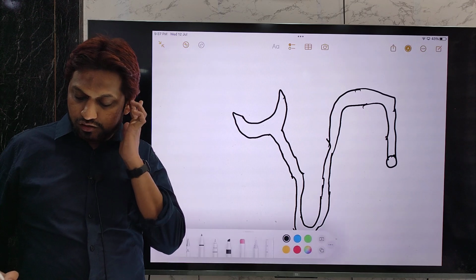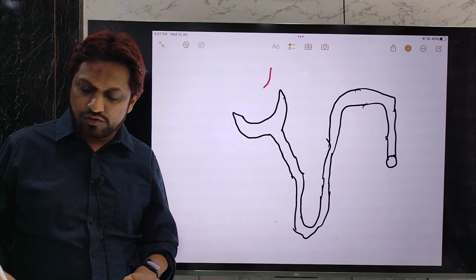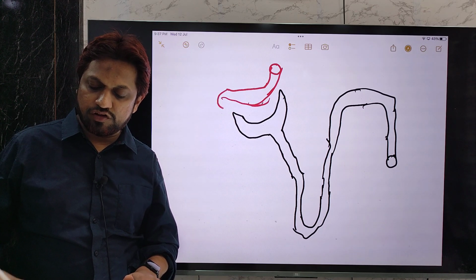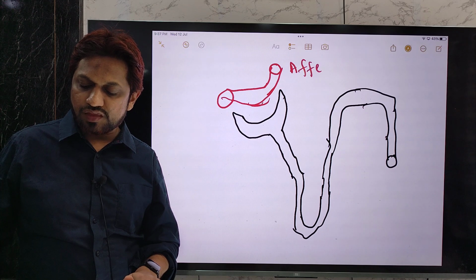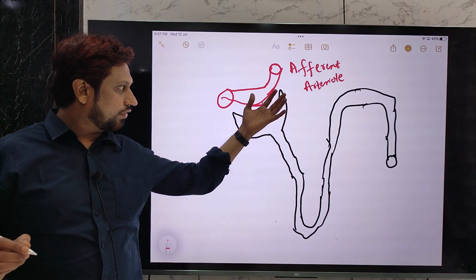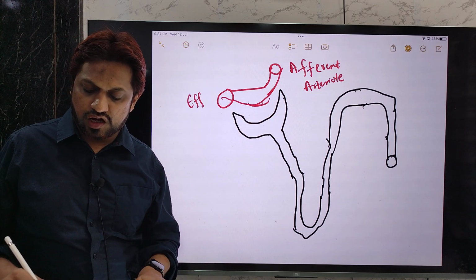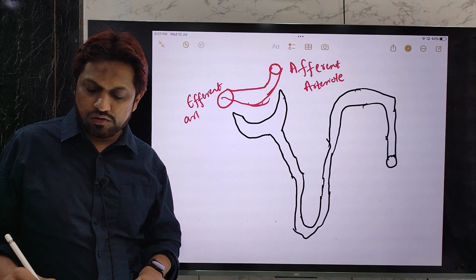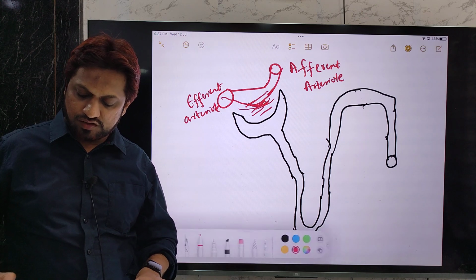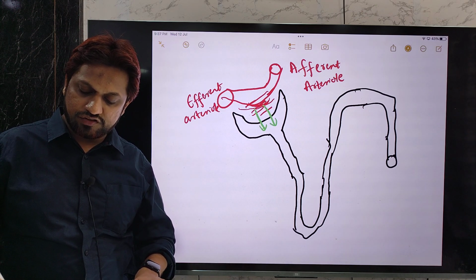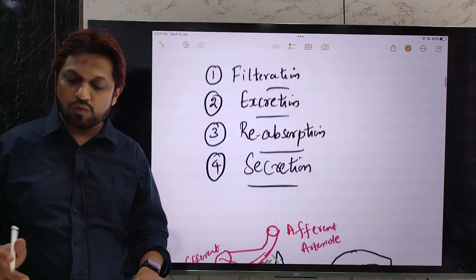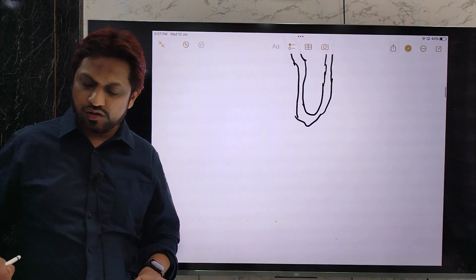Basically there are glomerular capillaries, the glomerular capillary tuft, which has an afferent arteriole. The afferent arteriole is the structure from which the blood comes to these nephrons, and there is also something known as the efferent arteriole. These are basically capillaries, and through these capillaries ultimately filtration takes place. That is the first concept. What is filtration?